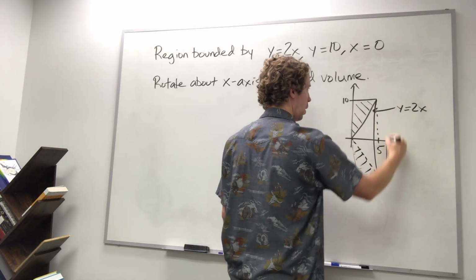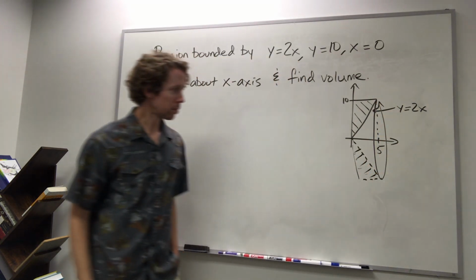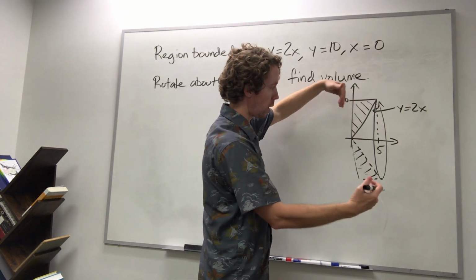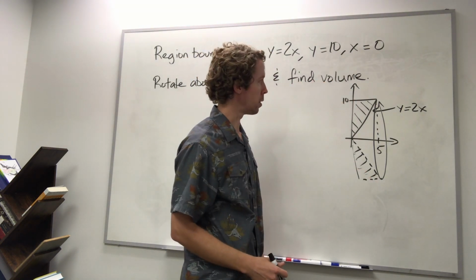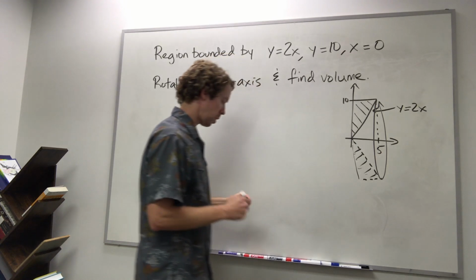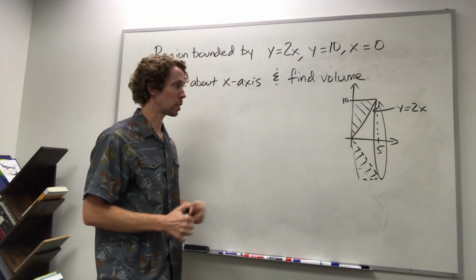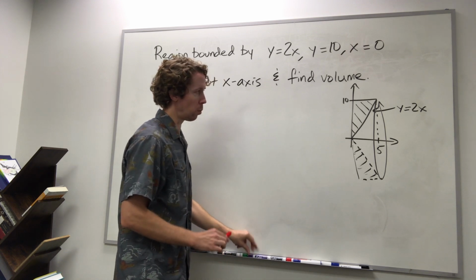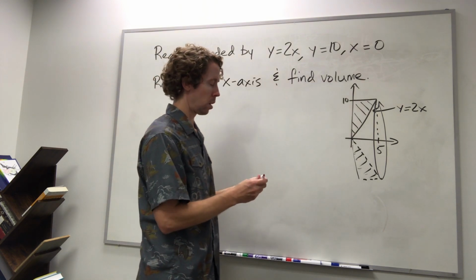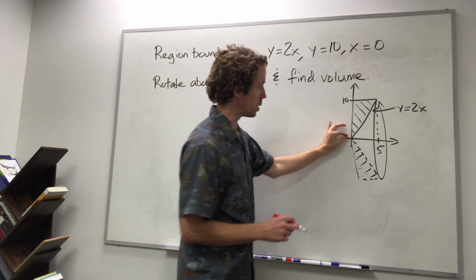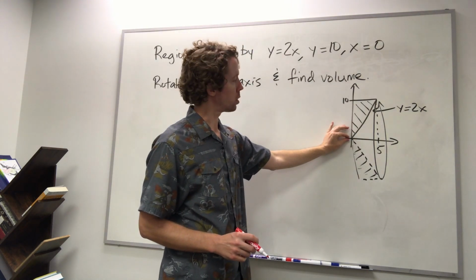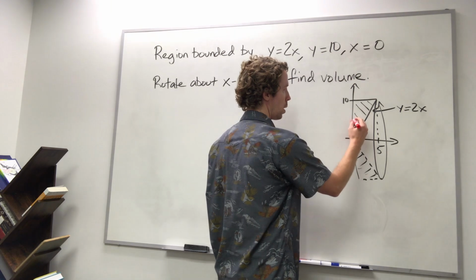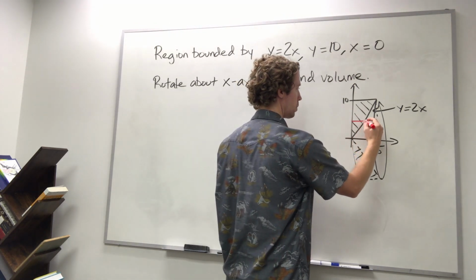And I've got now a 3D object that looks like a little cylinder with a cone hollowed out of it. And I could do this with the disc washer method, but for now I want to do it with the shell method. And the idea is I build these little cylindrical shells from the inside all the way out. So if I grab just a random one, it's going to look something like this.